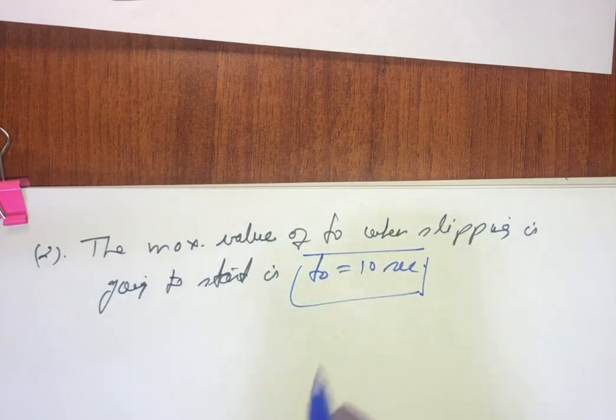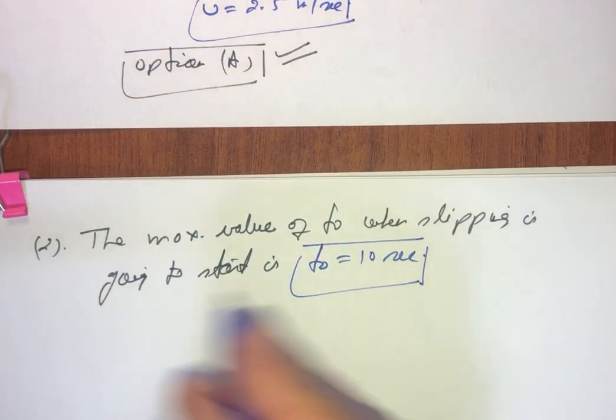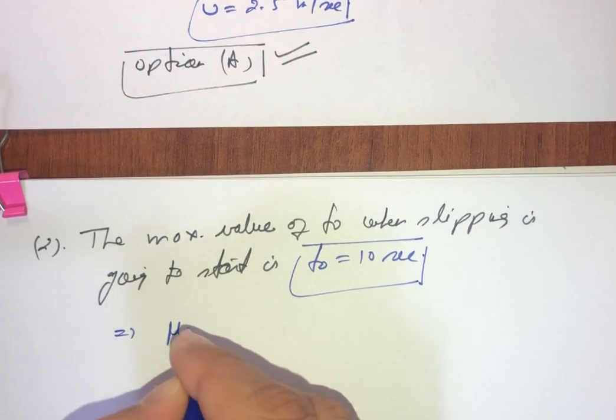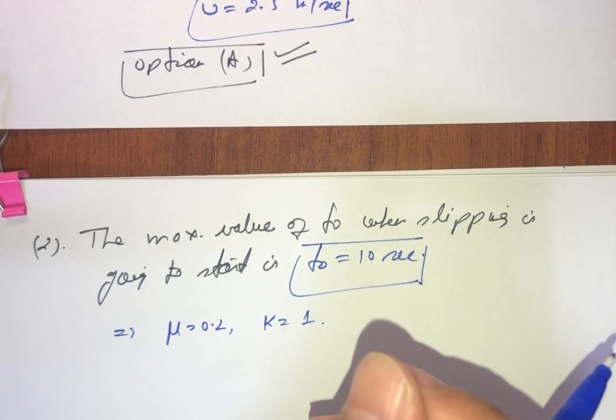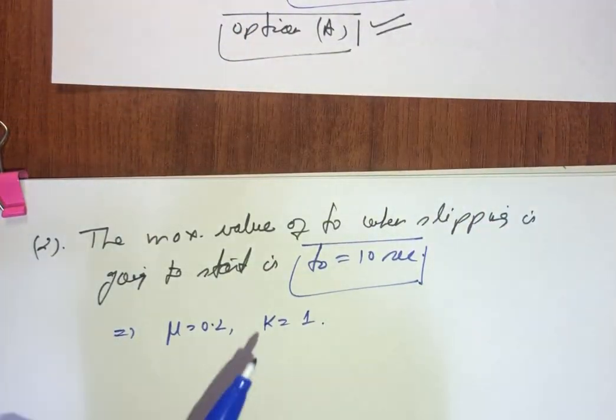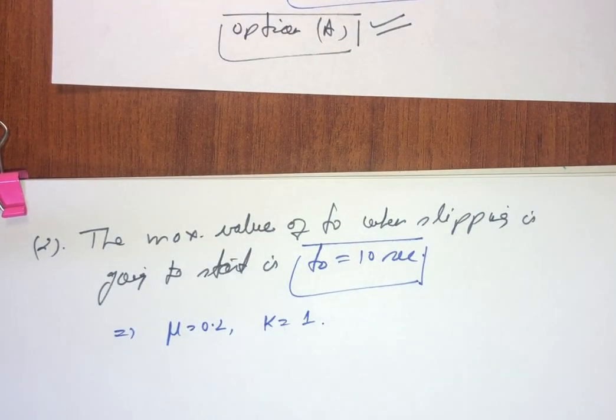At t naught equal to 10 seconds, mu is 0.2 and k is 1. From here we can say mu is equal to 0.2 and k is equal to 1. And once again we are going to find the velocity.